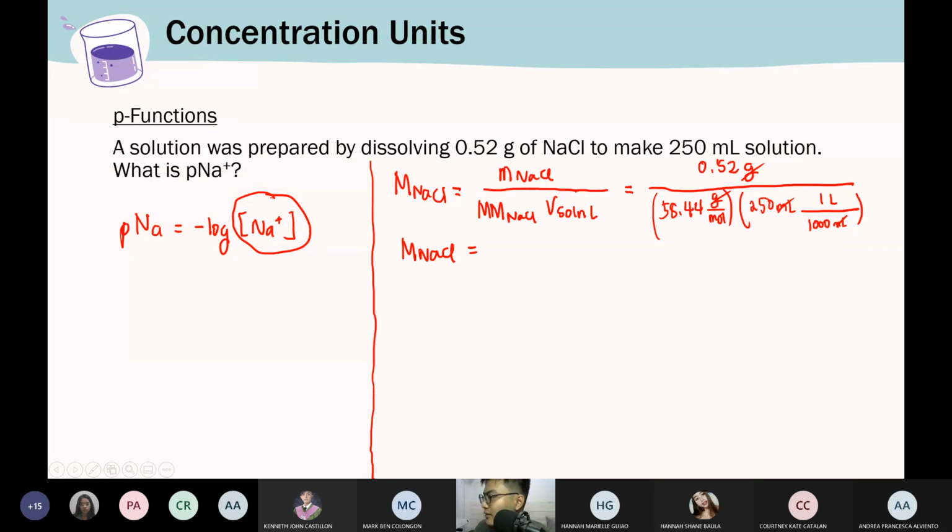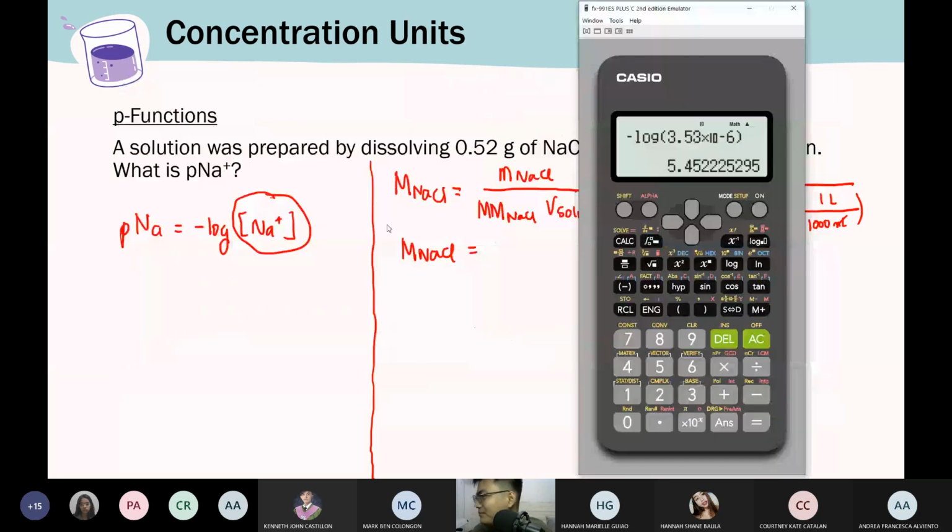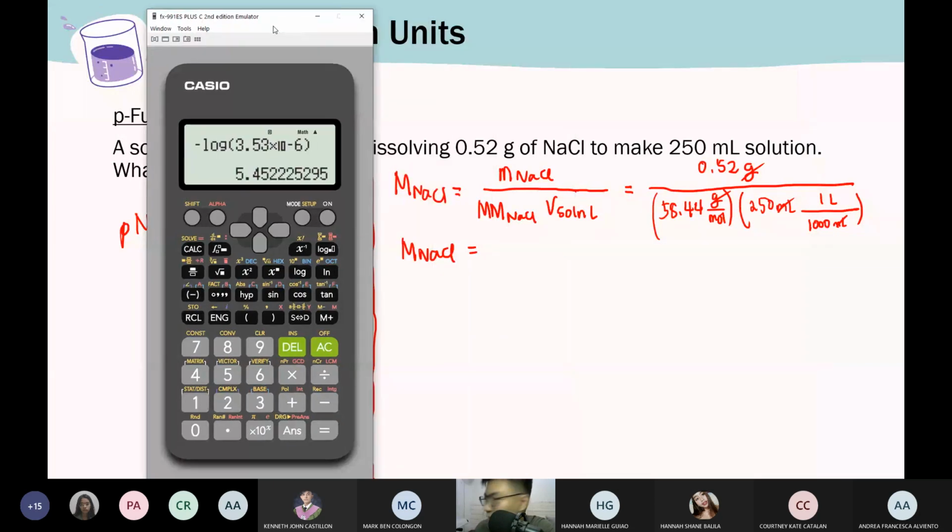Please type it in the chat box. I'll just take a look. Okay, I'll do it myself. So, the molarity is a fraction: 0.52 divided by 58.44 times parenthesis 250 times 1 over 1,000.